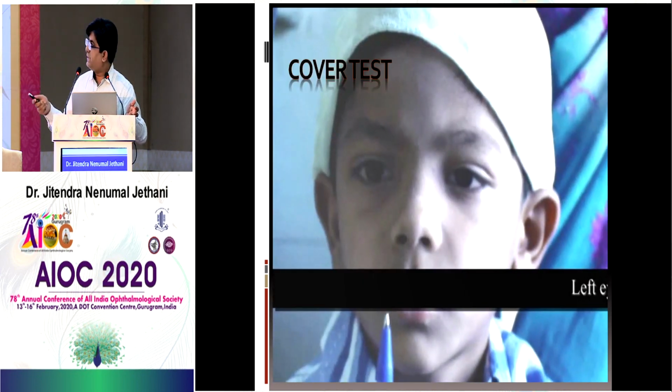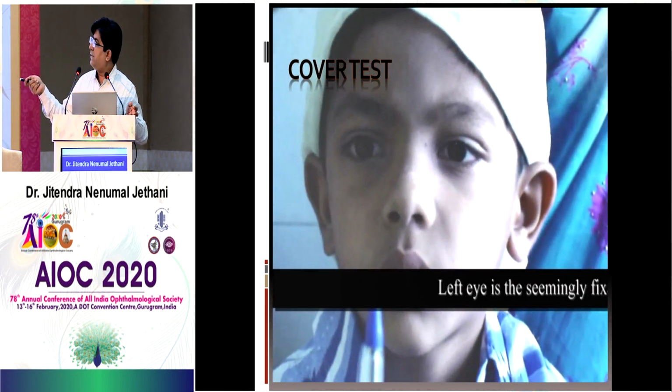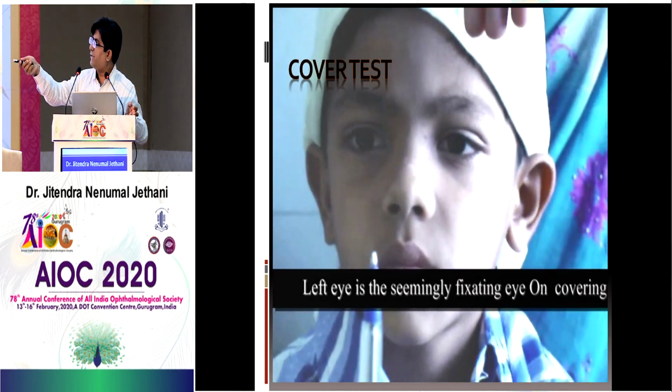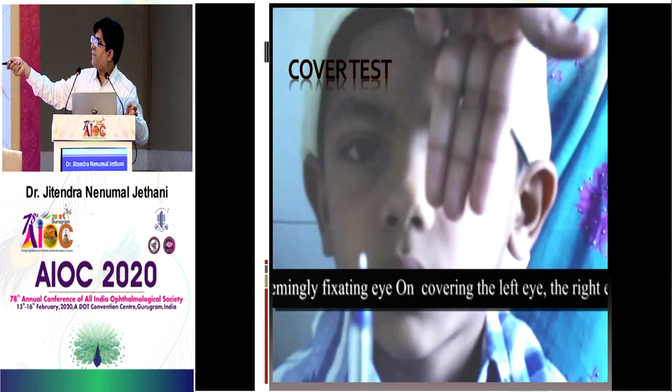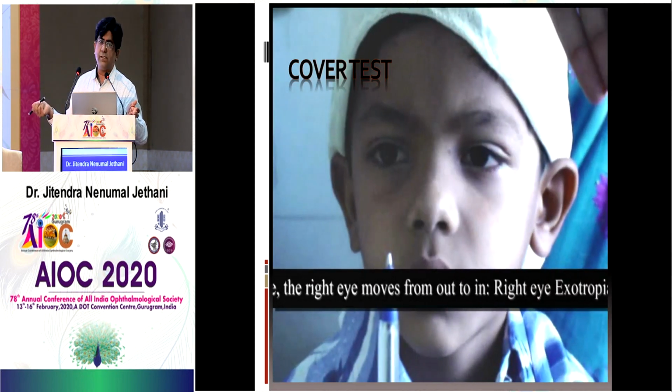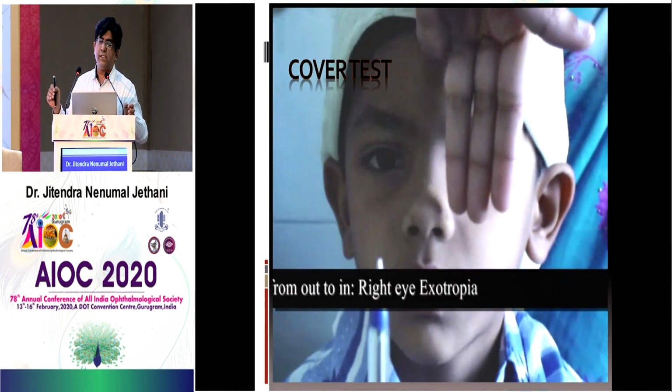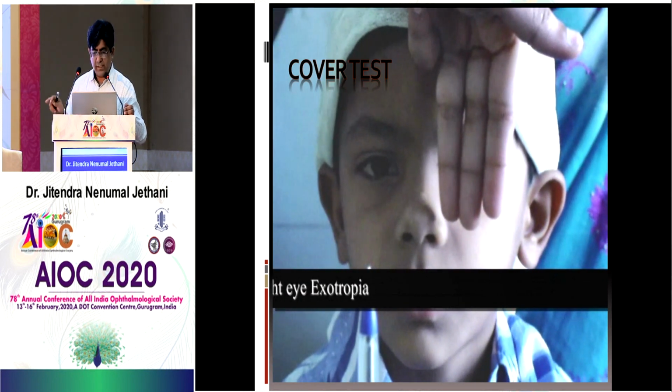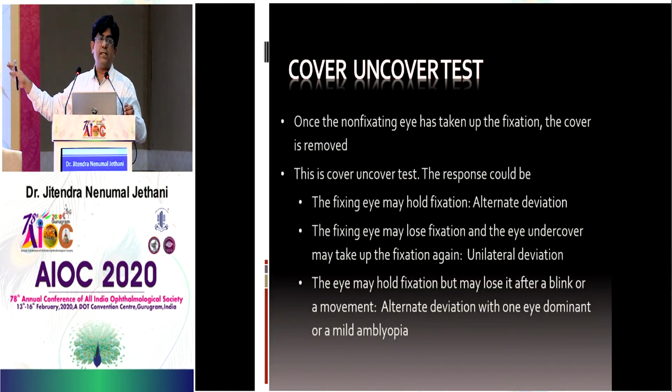Simple. We'll see a small video. The left eye is the seemingly fixating eye because the observer is sitting at this angle. So you cover the left eye. The right eye takes up the fixation from out to in. So it is right eye exo. Don't go into details of what happens to the cover uncover test. We will see that. But right now, when you covered the left eye, the right eye came to the center.